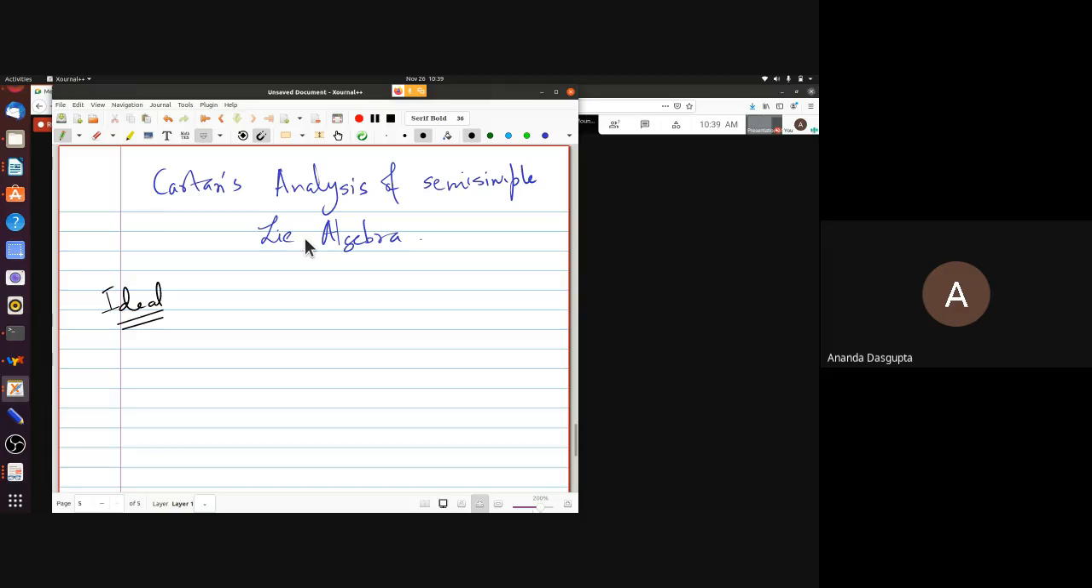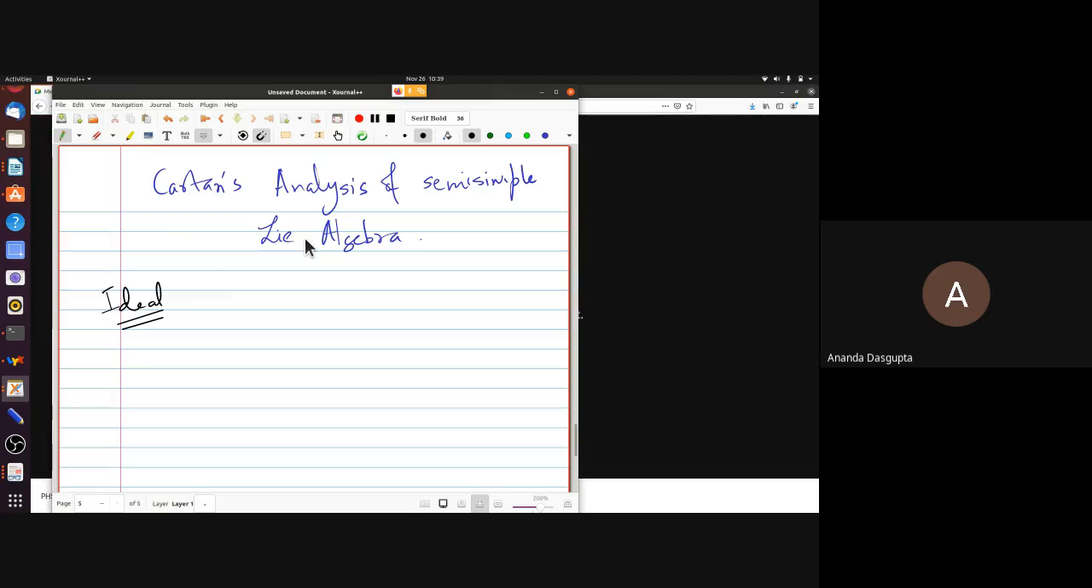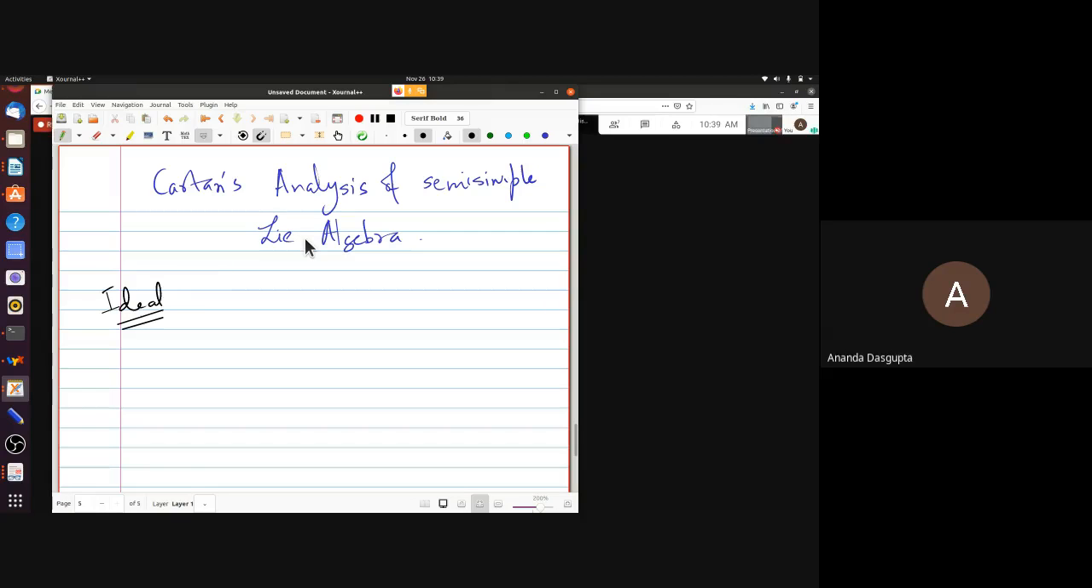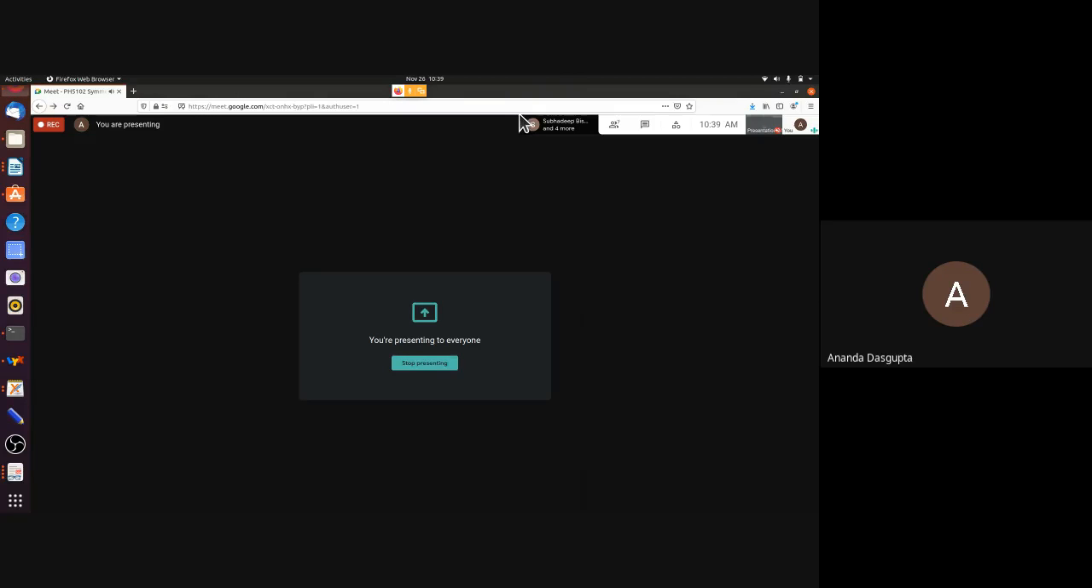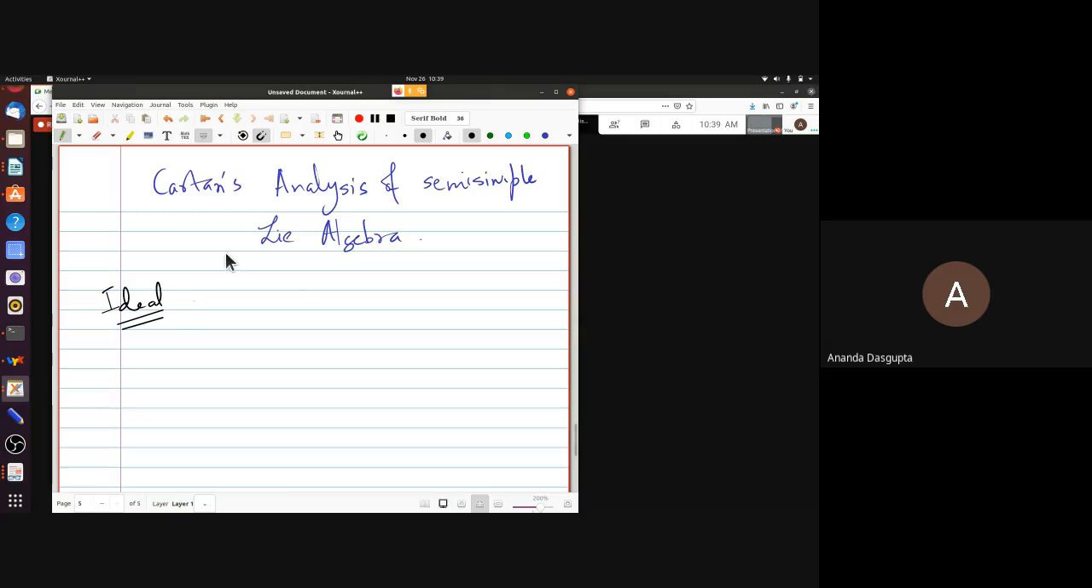Okay. So if you have a vector subspace which is closed under the commutator bracket, then you call that a subalgebra. So you start with a vector space on which you have a commutator bracket. The whole space is closed under that. That's your Lie algebra. And if you have a subspace which is closed in its own right, then you have a subalgebra. Now, an ideal is a special kind of subalgebra.